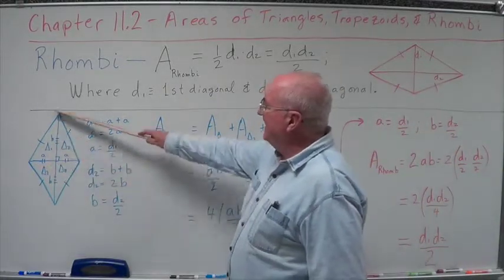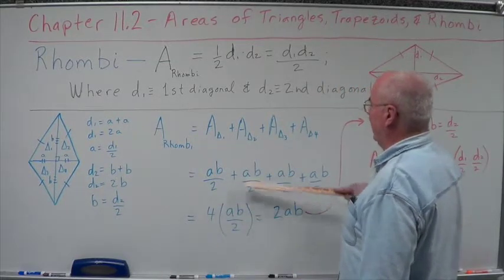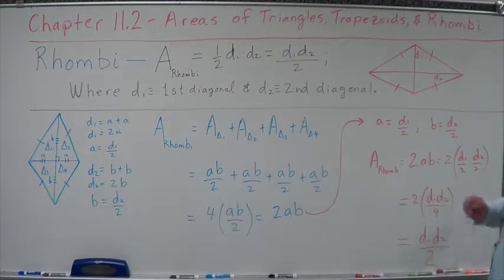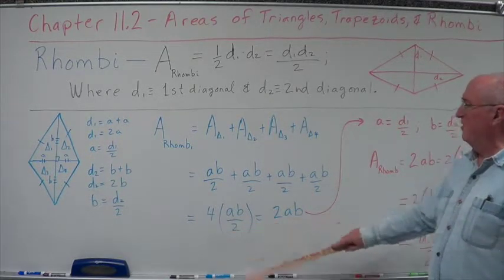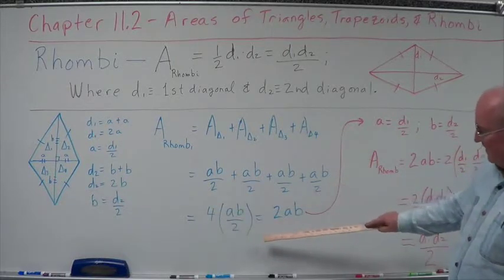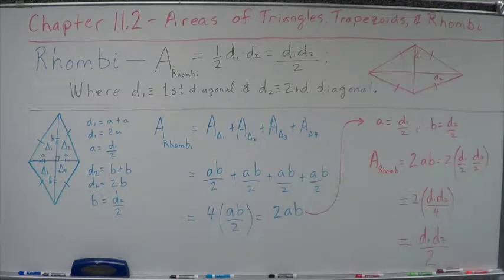Now, let's look at that. The base is A, the height is B. A times B divided by 2, and again, A times B divided by 2, for each triangle. I've got four of those things, so 4 times AB divided by 2. Well, if I simplify that, I get 2AB. So basically we're looking at 2AB.